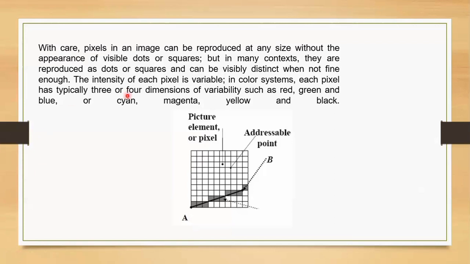So here we have represented how basically the picture will be seen. So the picture element or pixel. These are the points that are being joined to make a complete picture. You can see the points A, B, and the addressable point is shown here, and how a particular pixel looks like.